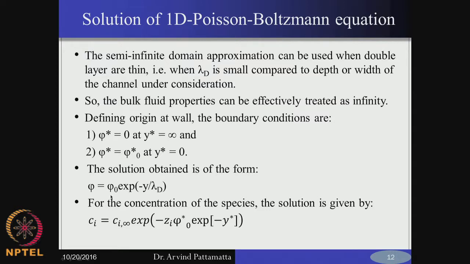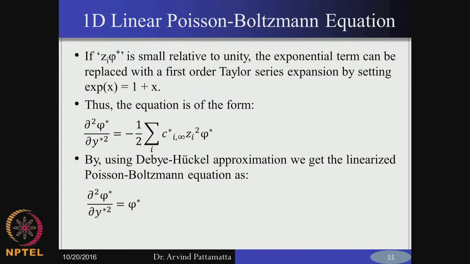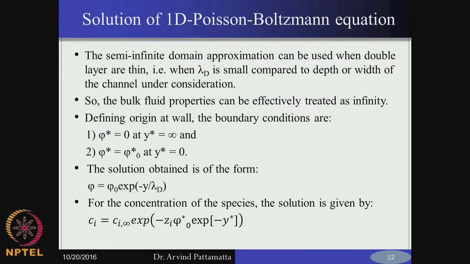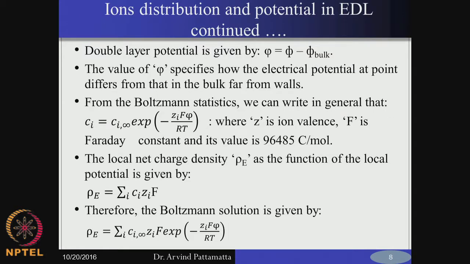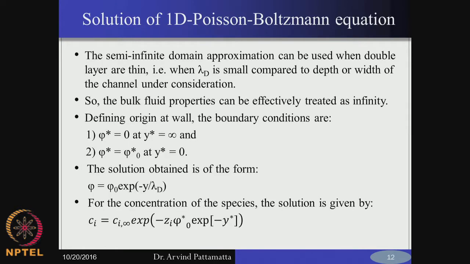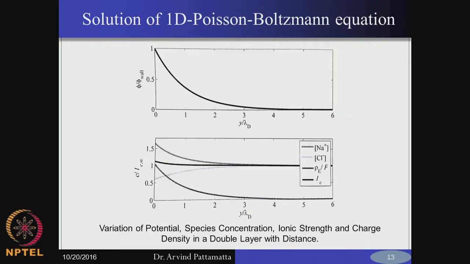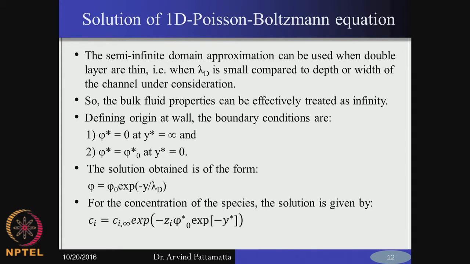I will give you a few minutes to actually work this out. You know the solution to this equation, so you can apply these boundary conditions and check whether you get this particular solution. Once you get this, you substitute into the expression for C from the Boltzmann statistics, C in terms of exponential minus z i f phi. You substitute for phi into this, and we can write an expression for the concentration of the species in terms of the non-dimensional y coordinate. So, please do these two things: check the solution and also get the expression for concentration.